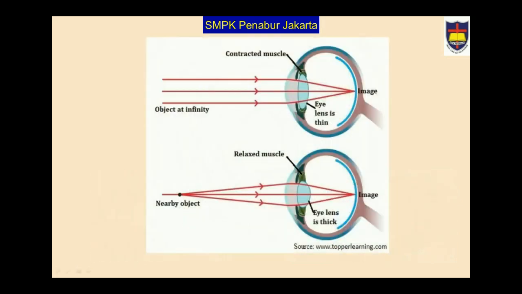This picture describes the process of focusing in the human eye. To see distant objects, the lens becomes thin. Meanwhile, to see nearby objects, the lens becomes thick and round. This process is called accommodation.